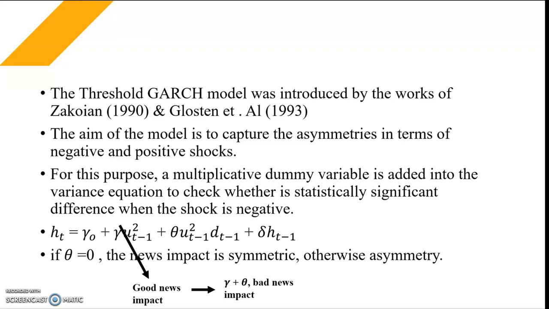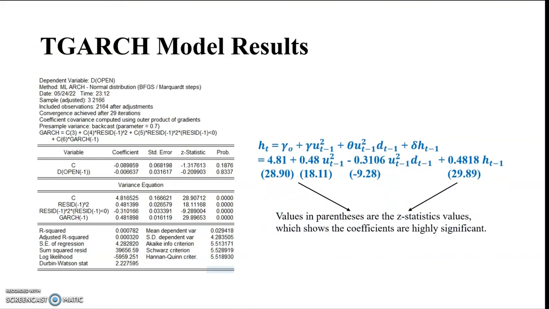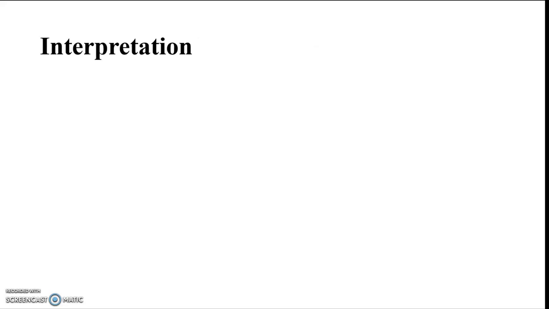So this is how we estimate the T-GARCH, and this is the actual estimation. Values in parentheses are the Z statistics, which show the coefficients are highly significant. This is the estimation of the T-GARCH model results.